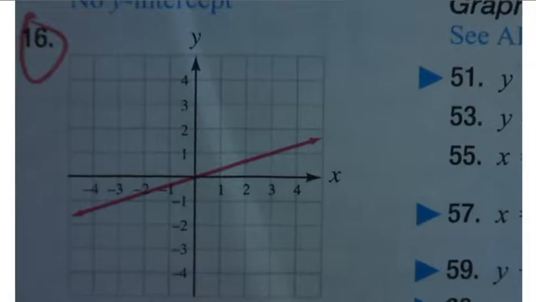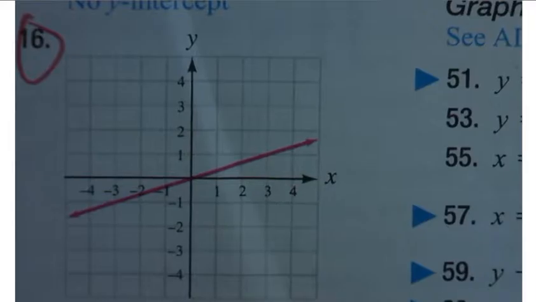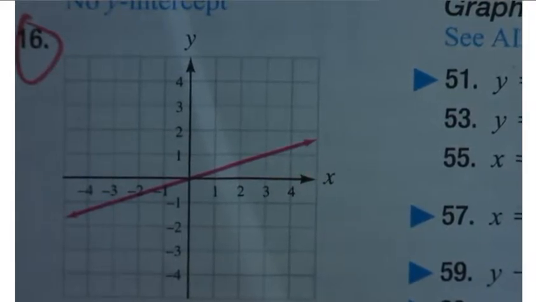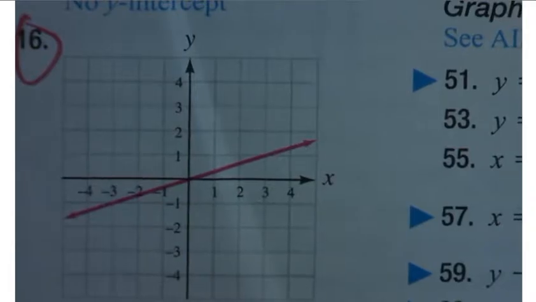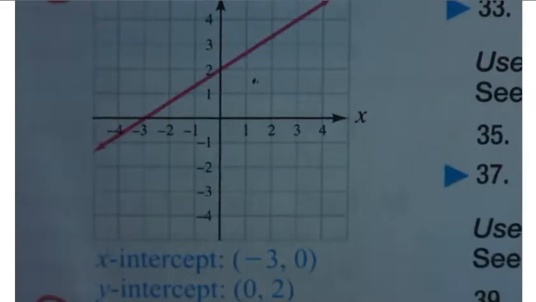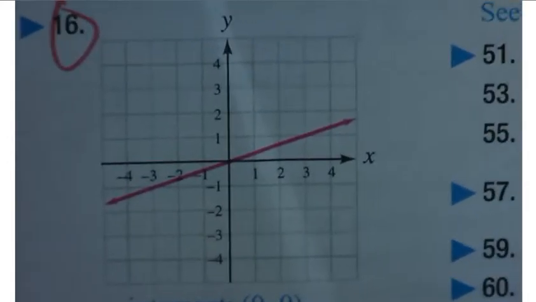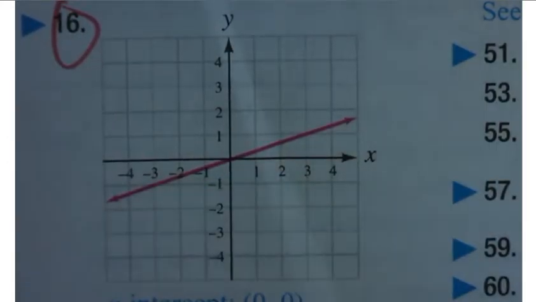Last but not least, let's move down to problem number 16. What's the x-intercept? 0, 0. What about the y-intercept? 0, 0. So instead of getting 2 points like we did with problem number 12, we're only getting 1 point. And that's okay. Basically what's happening is your x and y-intercepts are the same in problem number 16. There's only one of them. It doubles for both. It's your x and y-intercept. Now we're going to use those points to help us graph linear equations.